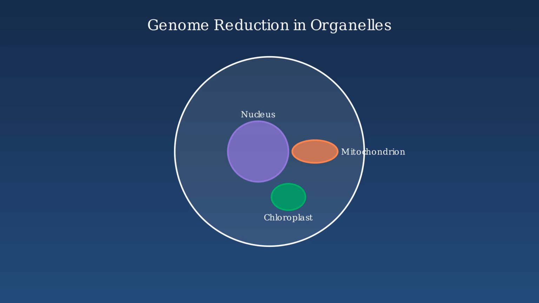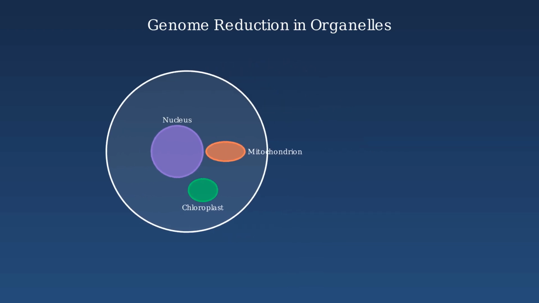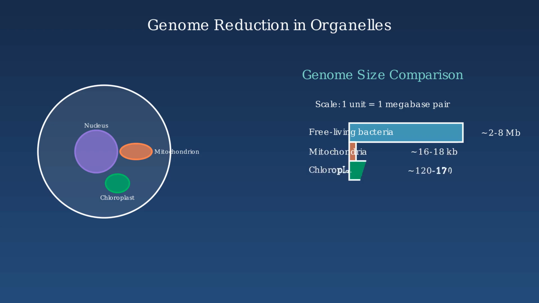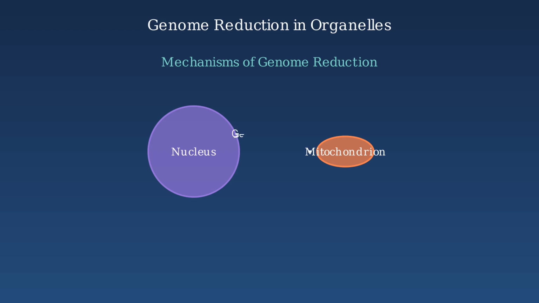Organelles like mitochondria and chloroplasts evolved from free-living bacteria through endosymbiosis. During their evolution into organelles, these former bacteria underwent massive genome reduction. This genome reduction occurred through two main mechanisms: gene transfer to the nucleus and outright gene loss. Gene transfer occurs when DNA from the organelle moves to the nucleus, where it's integrated into the nuclear genome.